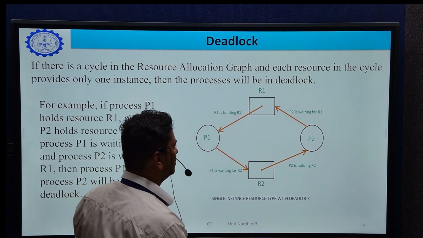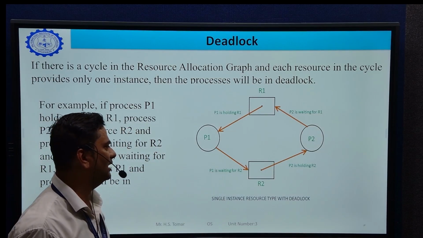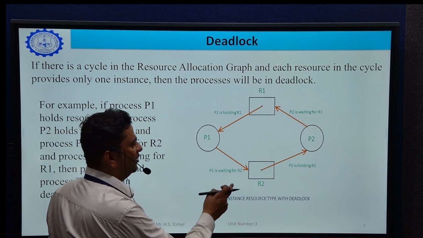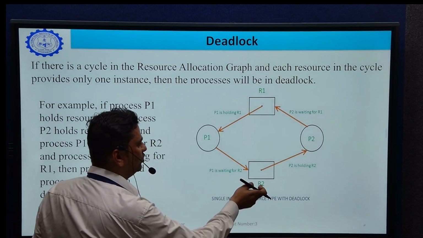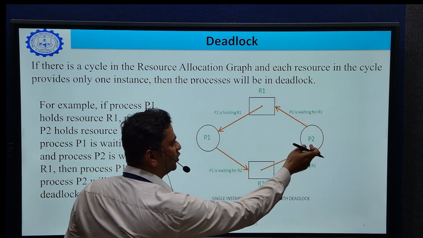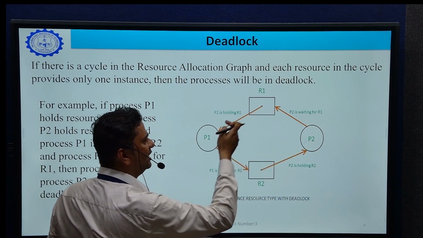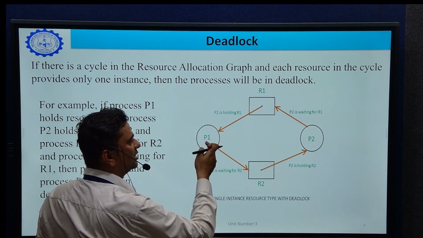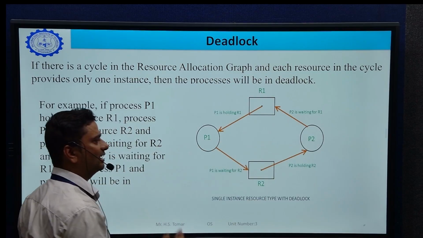See, in this resource allocation graph, as I told you earlier, process P1 is waiting for resource R2, which is held by process P2, and process P2 is waiting for resource R1, which is already held by process P1. So there is a deadlock in this graph.